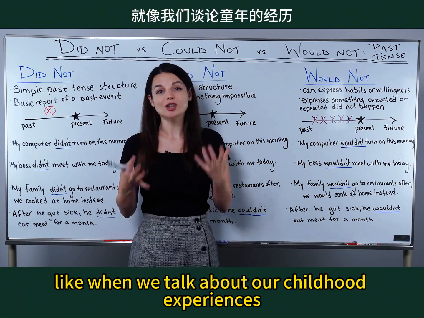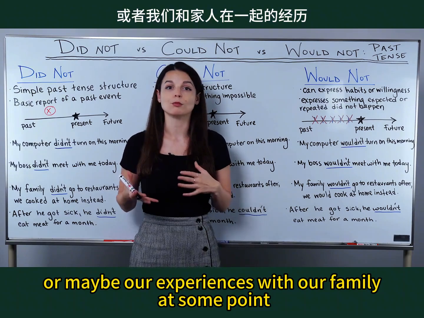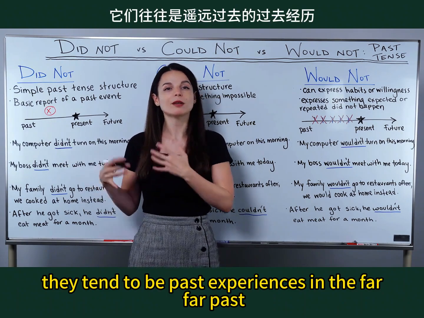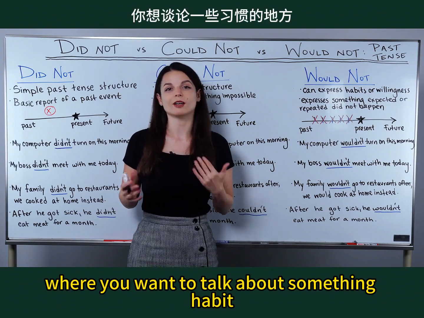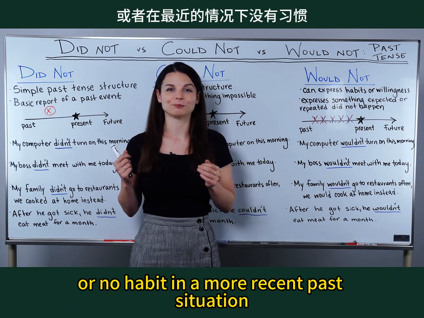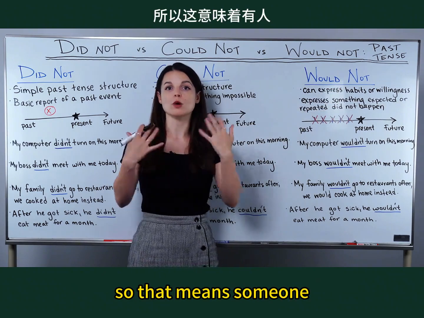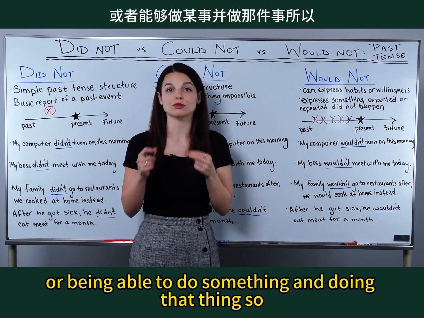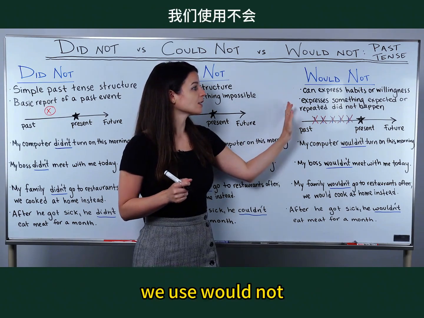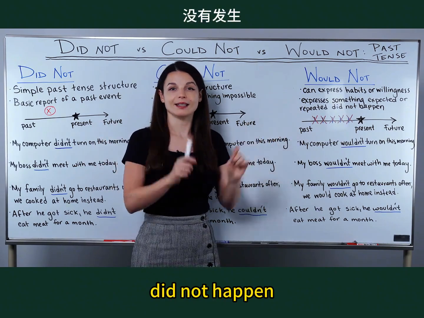Like when we talk about our childhood experiences, or maybe our experiences with our family at some point. So they tend to be past experiences in the far, far past. But there might be some cases where you want to talk about something, a habit or no habit, in a more recent past situation. We also use would not to talk about willingness. So that means someone wanting to do something or being able to do something and doing that thing. So we use would not to express that something expected or repeated did not happen.